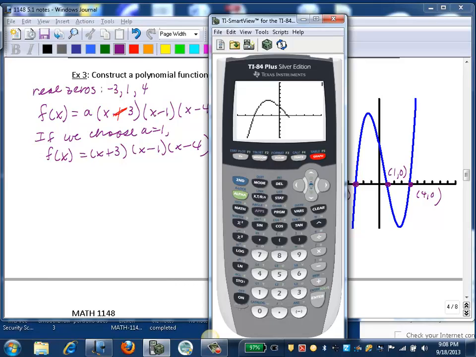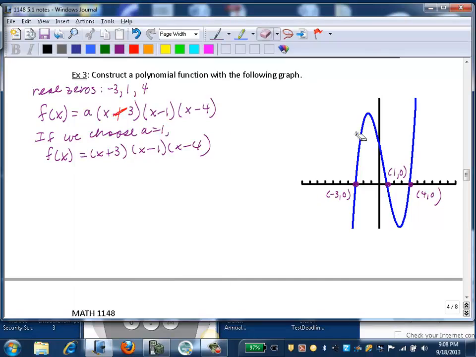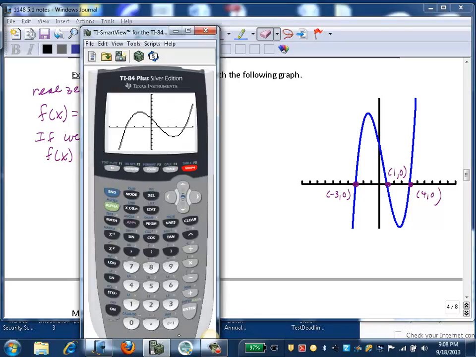So if we graph, that certainly looks like the shape given in this problem, the blue snake shape. Now, as far as the steepness, the y values, we don't have any information about y values here on this given problem. All we know is those zeros. So an a value of 1, as we have here, this is one option.